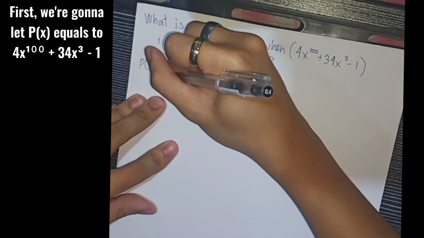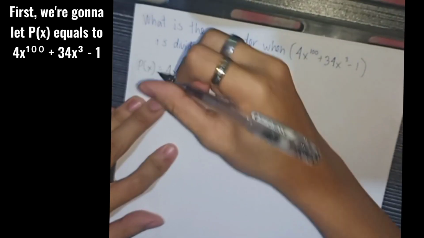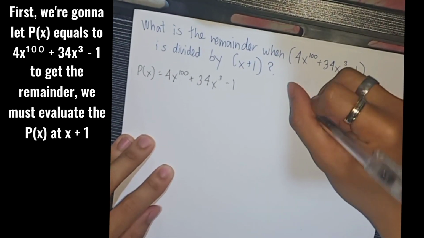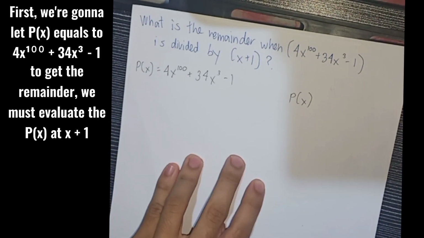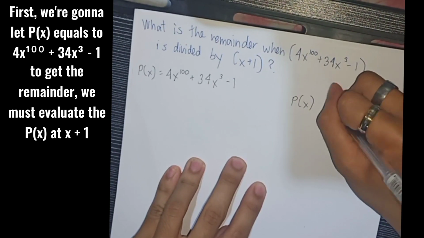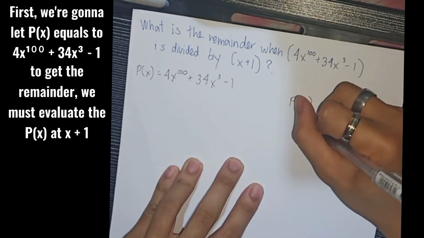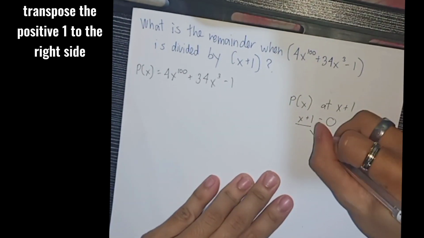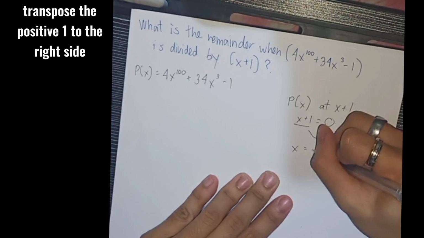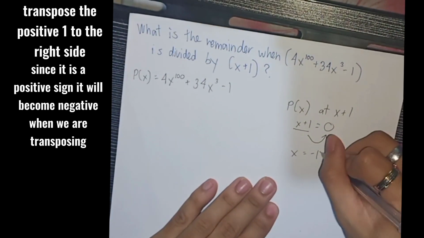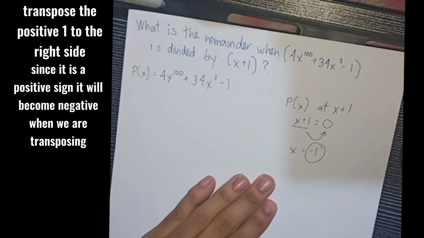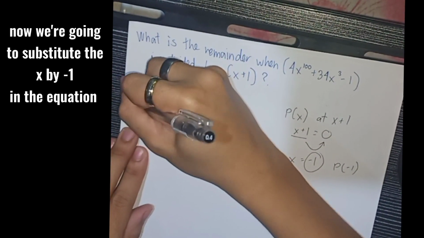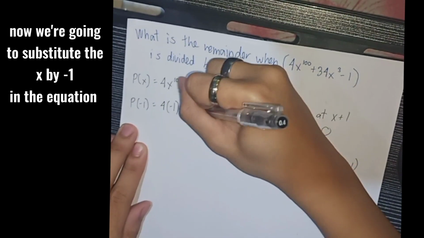First, we're gonna let p of x equal 4x to the power of 100 plus 34x cubed minus 1. To get the remainder, we must evaluate p of x at x plus 1. Set x plus 1 equal to 0. Next, we're gonna transpose the positive 1 to the right side. Since it is a positive sign, it will become negative when we are transposing. Now x is equal to negative 1. Now we're going to substitute x by negative 1 in the equation.